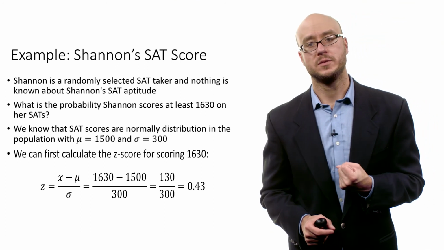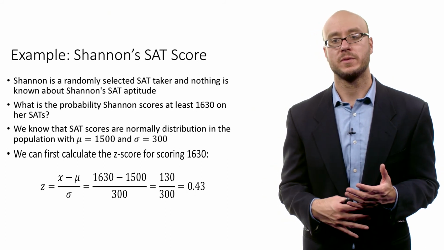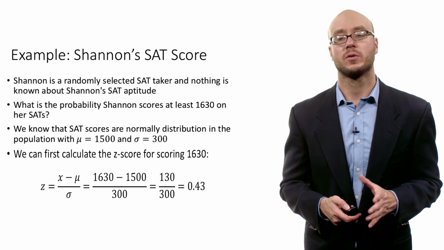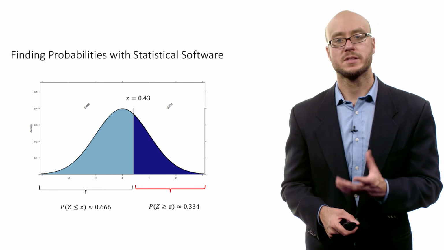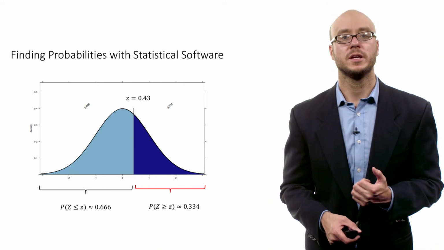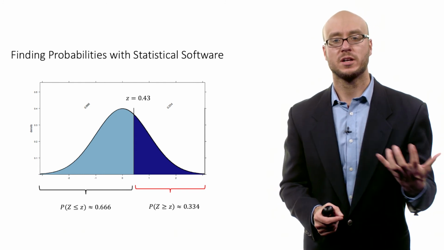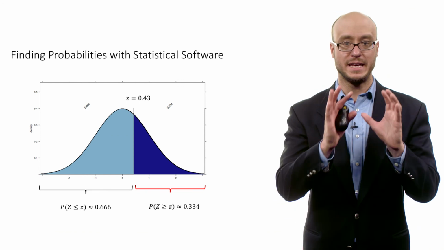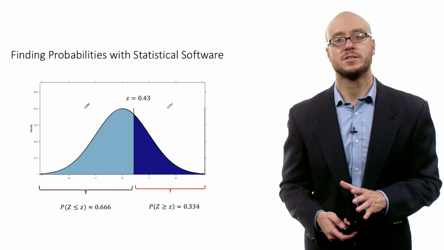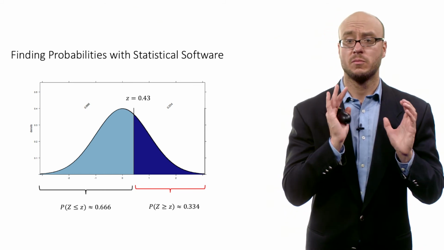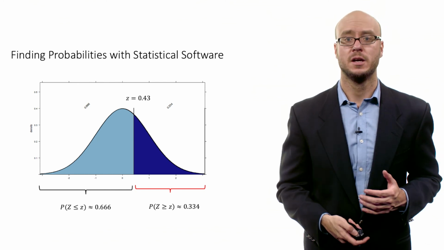So we convert this cutoff to a z-score. We take 1630 minus 1500 divided by 300. We get a z-score of 0.43. That is 0.43 standard deviations above the mean of all SAT takers. This is what these probabilities look like in statistical software. The z-score there is 0.43. You can see we've chunked off the upper and lower portions. The area under the curve to the left has a certain probability, and the area under the curve to the right has a certain probability. With the area to the left, it's more likely that you randomly select a person from that part of the distribution because it's a larger area under the curve.